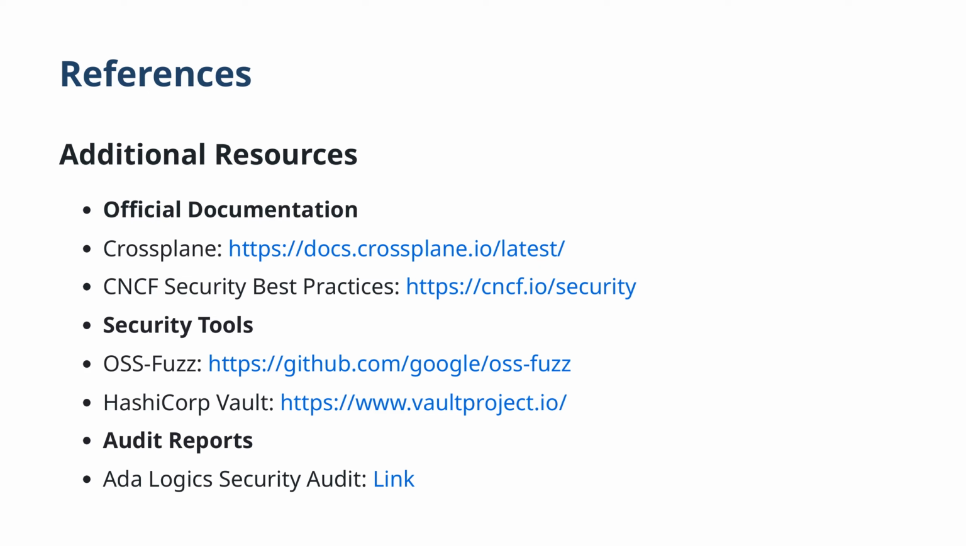Additionally, HashiCorp Vault, which can be accessed at www.vaultproject.io, is an excellent tool for managing secrets and protecting sensitive data. Lastly, to understand the current security posture of Crossplane, you can refer to the Ada Logics Security Audit Report, which is available at the provided link. Use these resources to ensure you are following best practices and keeping your Crossplane environment secure.